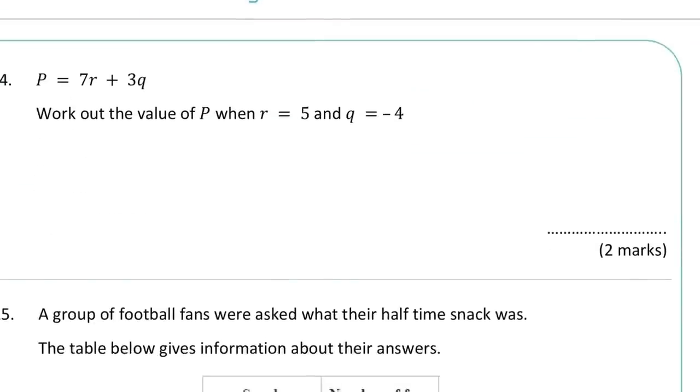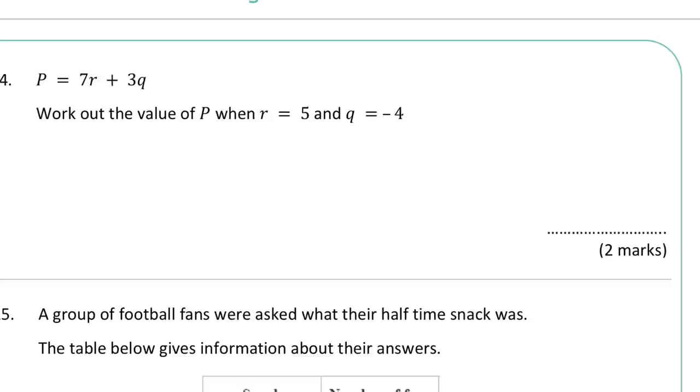Next question, we have some substitution. So it says P is equal to 7R plus 3Q. Find the value of P when R is 5 and Q is negative 4. So nice question. The only thing that we are going to need to watch out for is that negative 4 and just start dealing with positive and negative numbers.